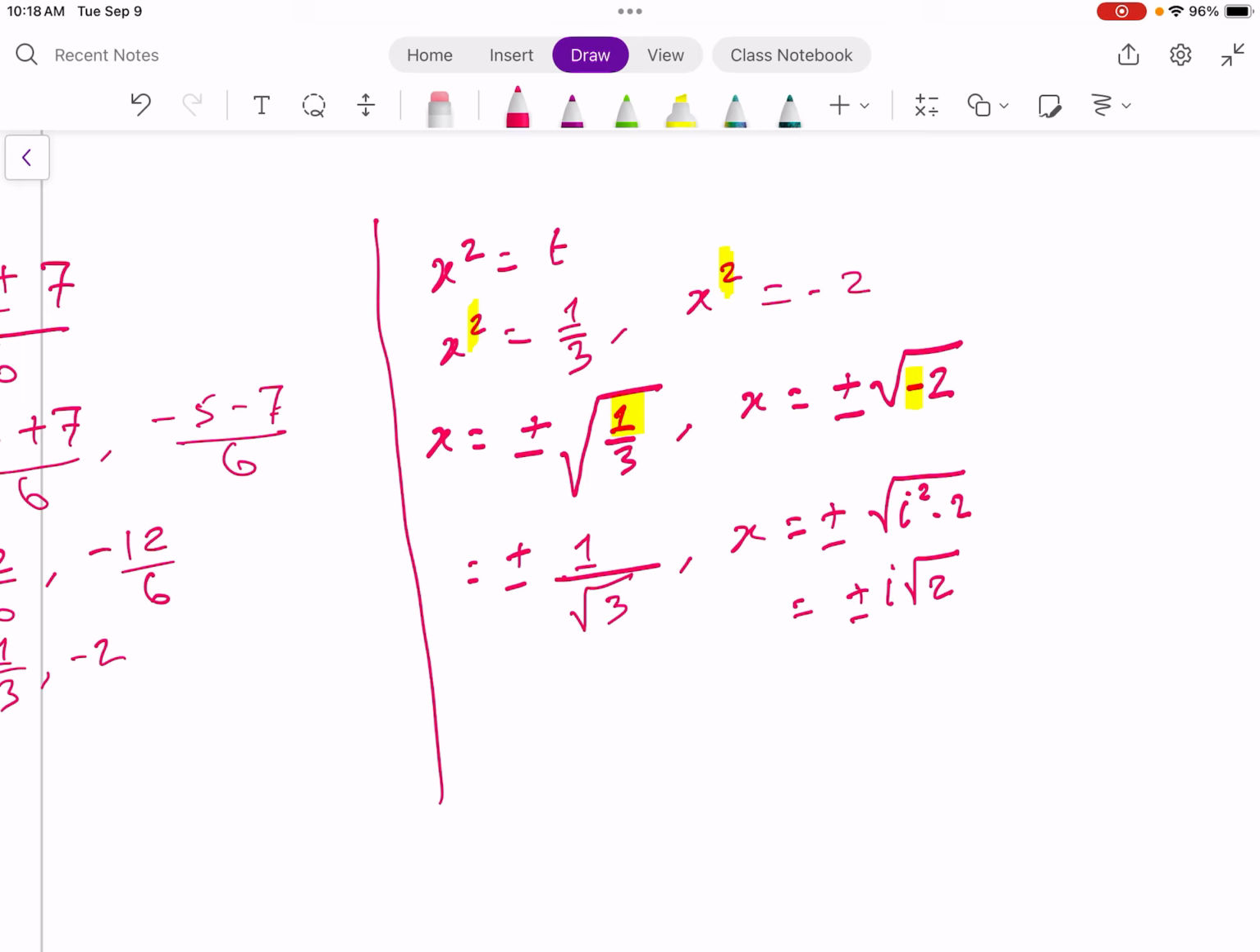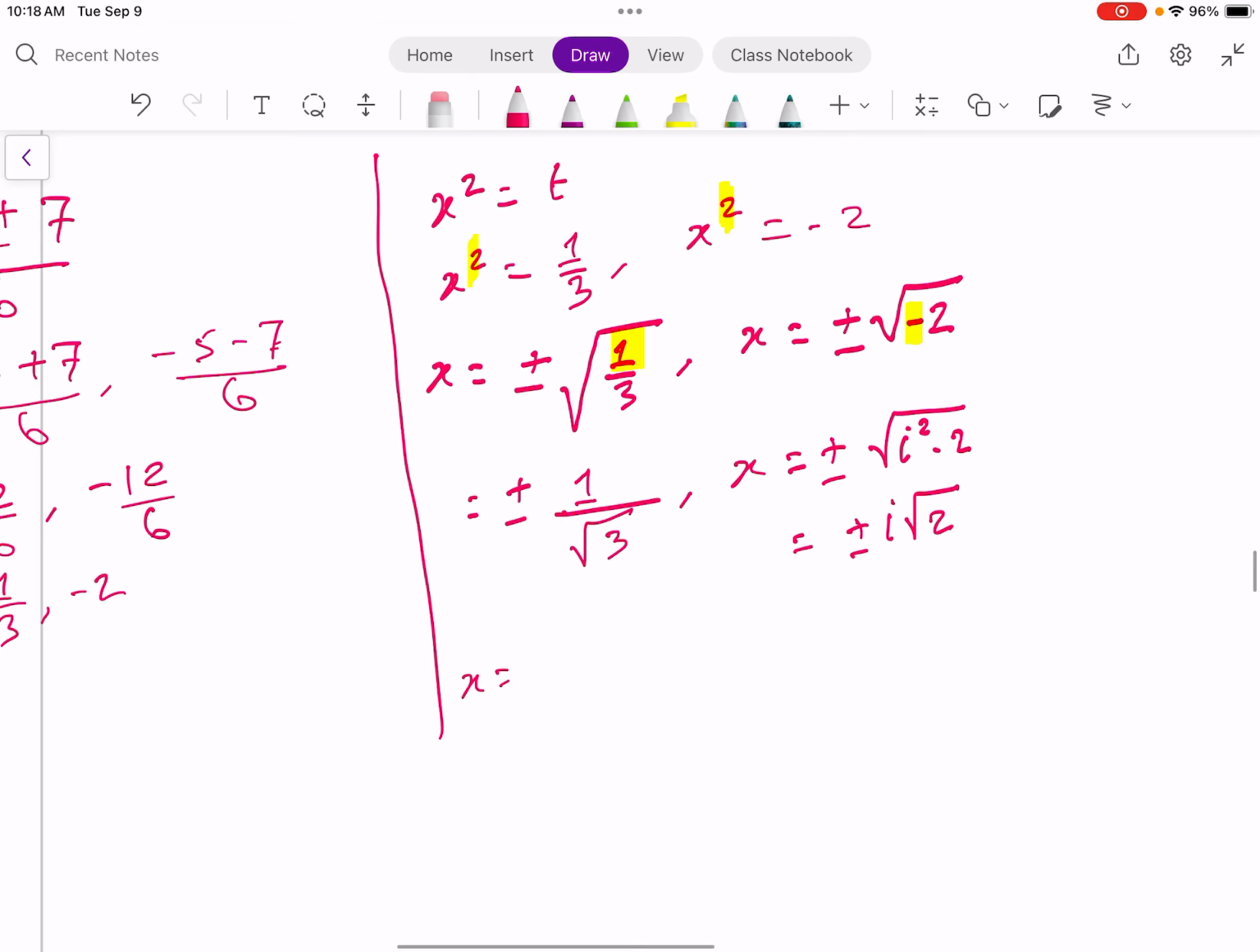Now how many solutions do you see here? Do you see 4 solutions? So let's make a list here. The very first solution, you take positive 1 over root 3. Second solution is you take negative, negative 1 over root 3. From here, we have positive i times root 2 and negative i times root 2.